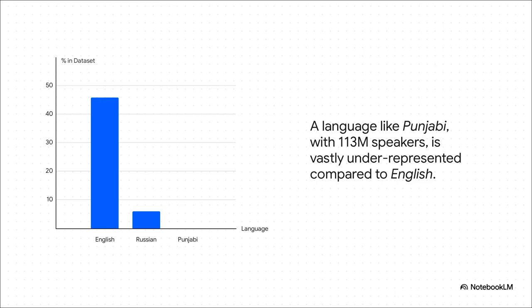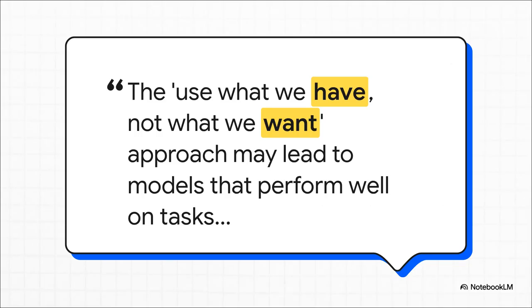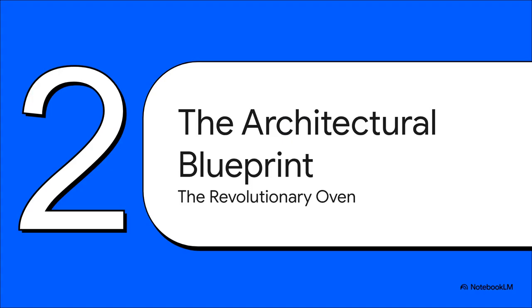But then a language like Punjabi, which is spoken by over 100 million people, is so small it's basically a rounding error on the chart. It's just a tiny, tiny fraction of a percent. This massive imbalance in the ingredients creates a huge imbalance in the final AI's abilities. And really, it all boils down to this. Developers are forced to cook with the ingredients they have, not the ingredients they want. The result is an AI that's naturally incredibly fluent in the language of the English-speaking web, but it really struggles with almost everything else.